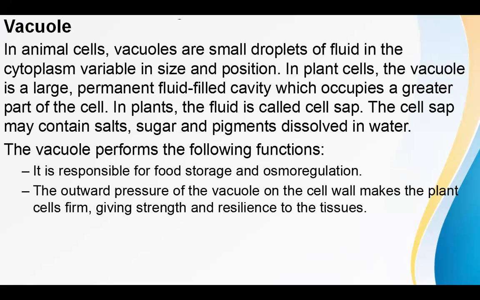Basically, the vacuole performs the following functions. The first one is that it is responsible for food storage and osmoregulation, and the second one is that the outward pressure of the vacuole on the cell wall makes the plant cell firm, giving strength and resilience to the tissues. So it basically gives the plant its shape.